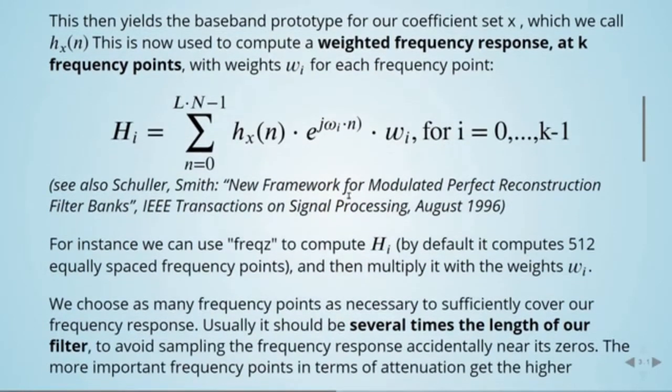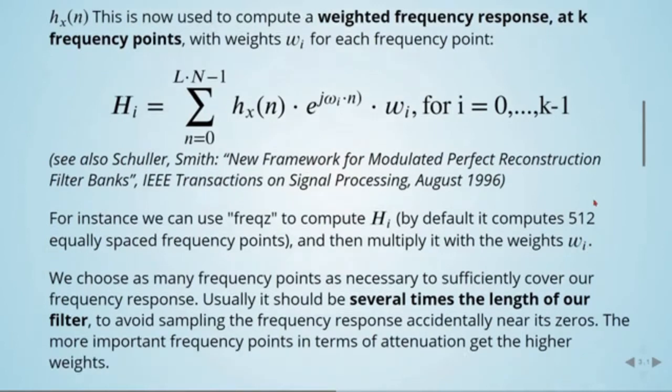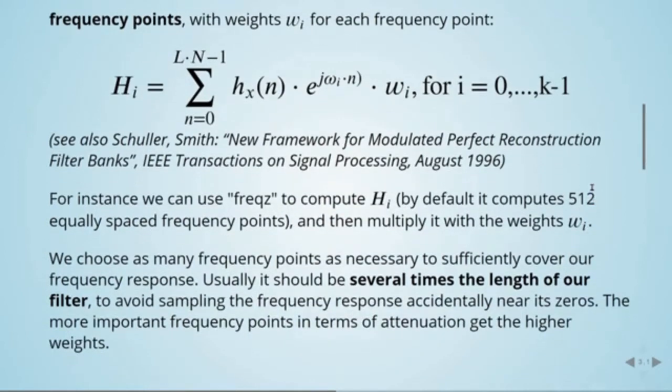For instance, we can use FreqZ to compute H of i. By default, it computes 512 equally spaced frequency points, and then we multiply this H of i with the weights w of i. We choose as many frequency points as necessary to sufficiently cover our frequency response. Usually it should be several times the length of our filter, to avoid accidentally sampling the frequency response near its zeros. The more important frequency points in terms of attenuation will get higher weights.